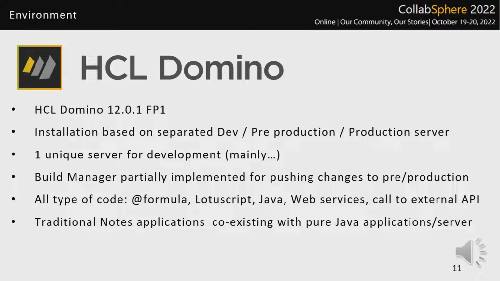We have a Domino server on version 12.01 with many different servers separated by functionality: development, pre-production, production. Mainly we have only one server for development. Build Manager automates the way to push the code into pre-production and production. We will find any kind of code: formula, Lotus script, Java, web services, and calls to external API. The traditional Notes applications are coexisting with pure Java applications running on a dedicated server.